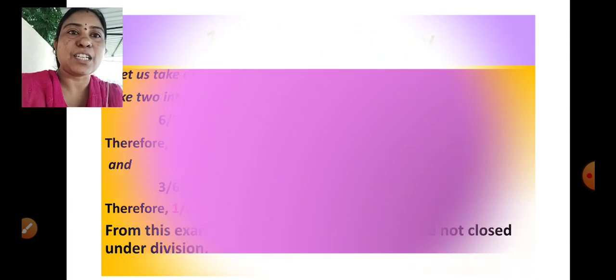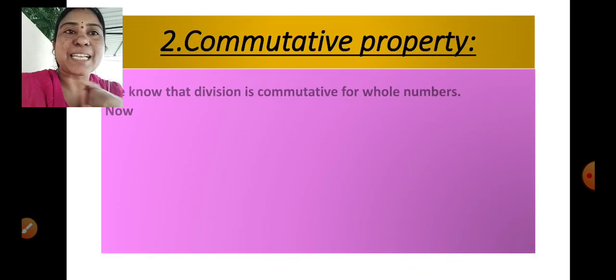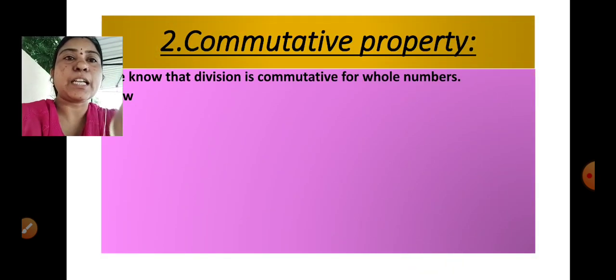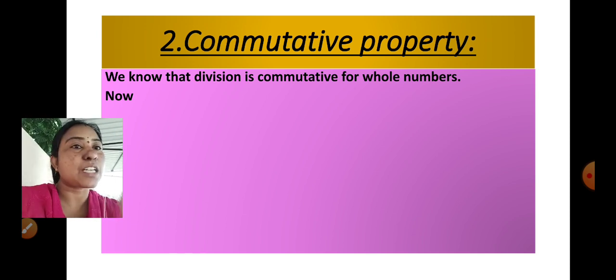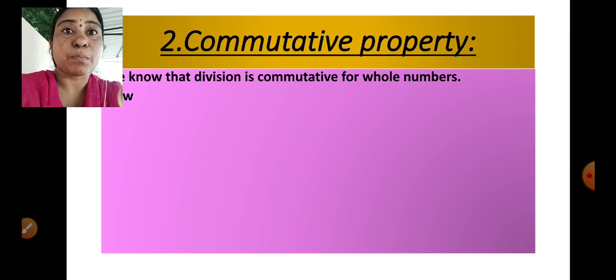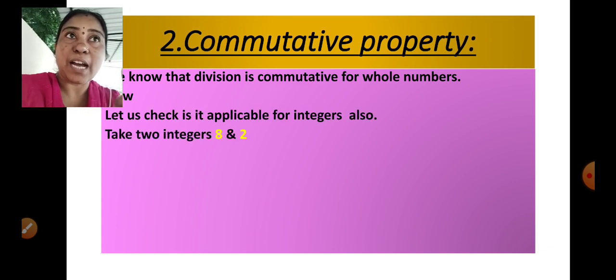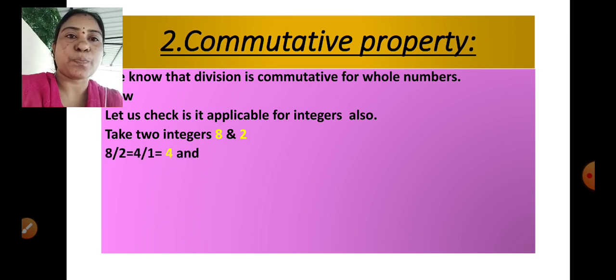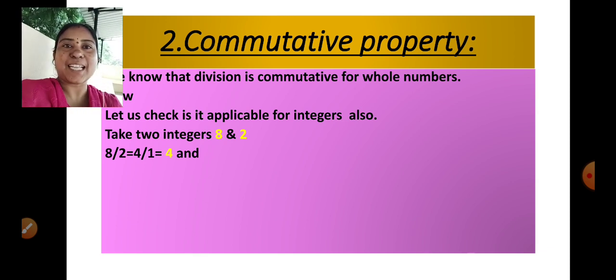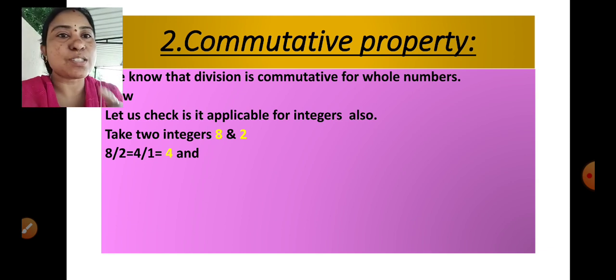Okay children? Now, let us go to the next one, commutative property. We know that division is commutative for all numbers. What about integers? Shall we apply this? Okay, check it. Take two integers, one is 8, another one is 2. 8 by 2 is equal to, cancelling with the 2 table, 2 ones are 2, 2 fours are 8. That is 4 by 1, which is equal to 4.